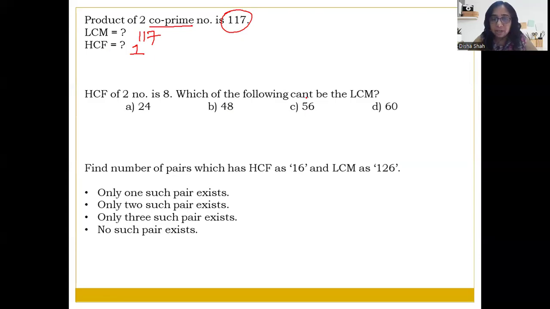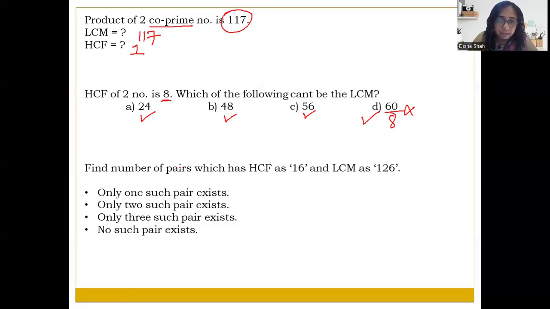Next, HCF of two numbers is 8. Which of the following can't be the LCM? दो नंबर का HCF कितना है? 8 है. So definitely now we know कि LCM is a multiple of HCF. So 24 is a multiple of 8, तो ये possible है. 48 is a multiple of 8, so this is also possible. 56 is a multiple of 8, so this is also possible, but 60 is not a multiple of 8. So answer is option D.